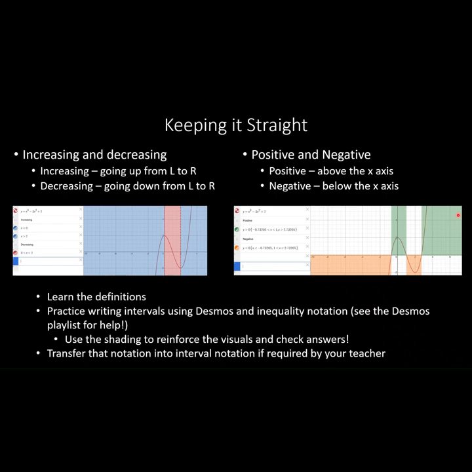And then if required by your teacher, you can work on transferring that notation into interval notation using positive and negative infinities and our interval brackets and parentheses. So I hope this clarifies the difference between the two and gives you a game plan for learning how to do it in the future.